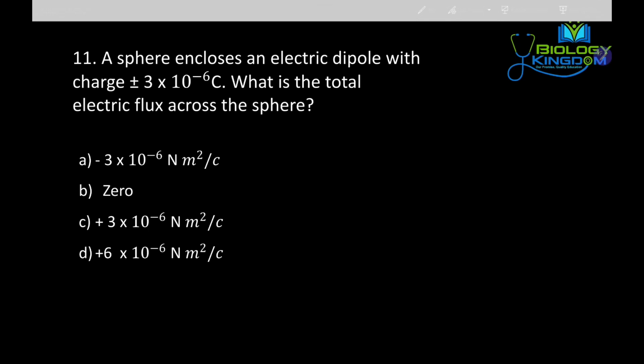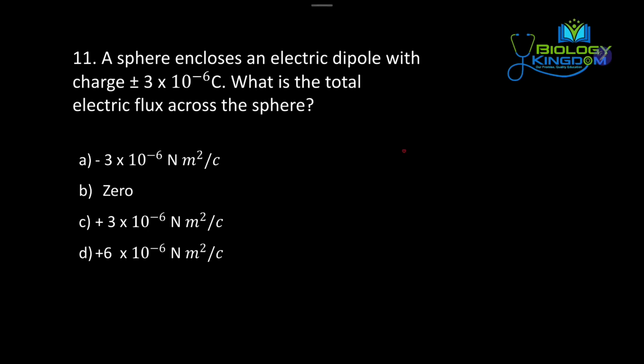So here's another question. A sphere encloses an electric dipole with charge plus minus 3 into 10 to the power minus 6. What is the total electric flux? So we know that the formula of flux is charge enclosed upon epsilon naught, and the charge here is given.